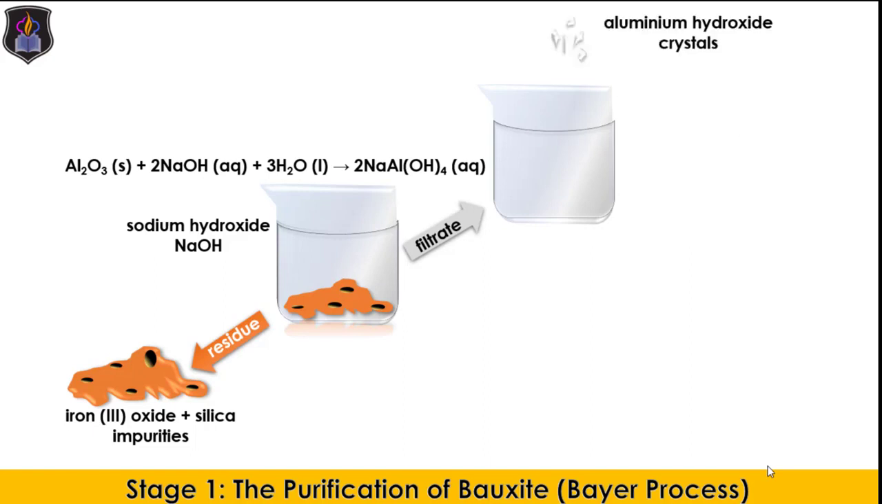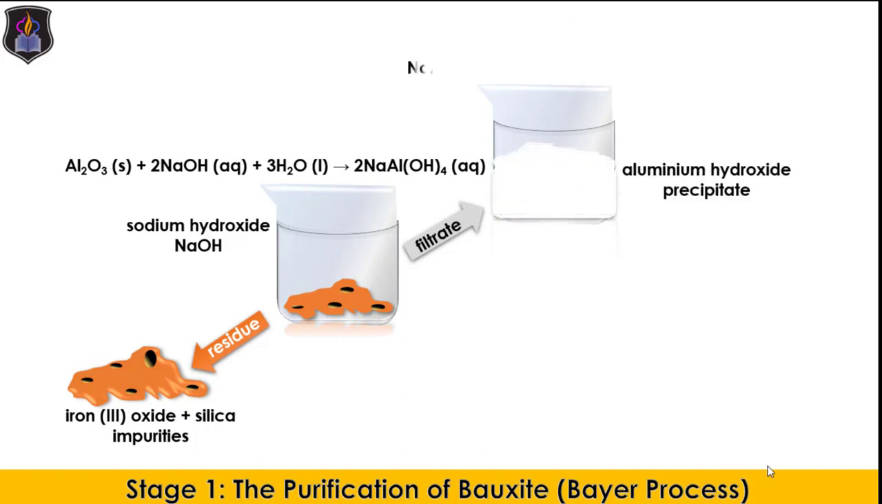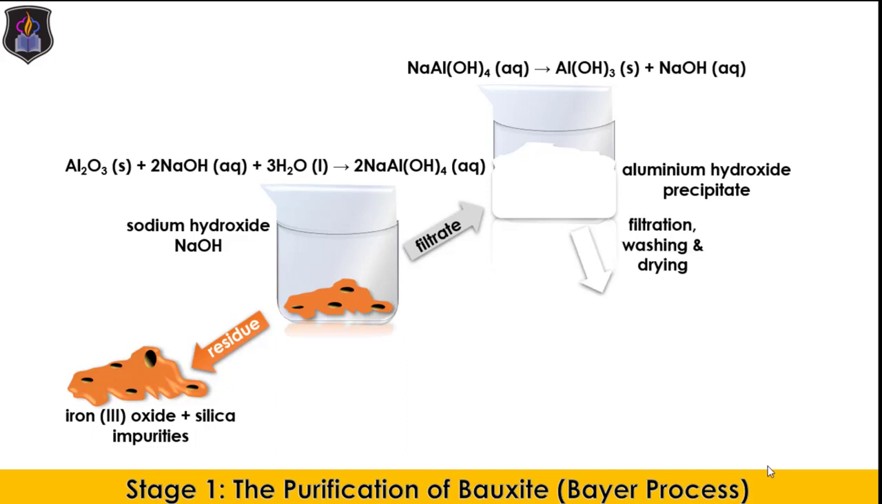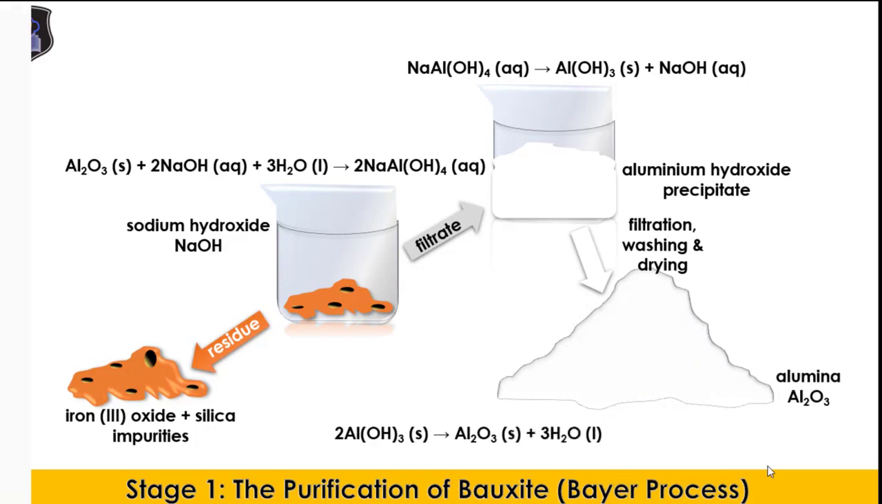Few crystals of pure aluminum hydroxide are added to the filtrate to precipitate aluminum hydroxide according to the equation on the screen. The aluminum hydroxide is filtered, washed, and dried to obtain pure aluminum hydroxide crystals. The pure crystals are then heated strongly to obtain pure alumina as shown in the equation of reaction. The next stage is the electrolysis of alumina, called the Hall-Héroult process.